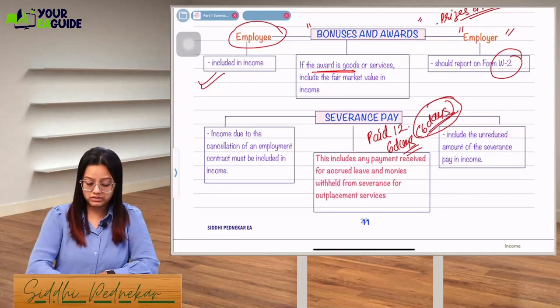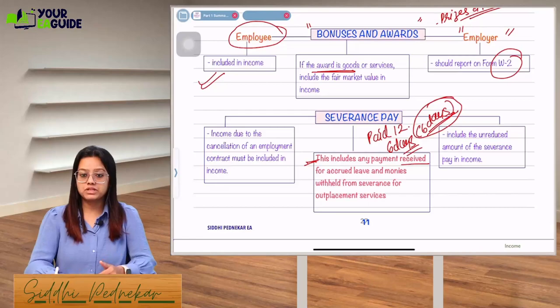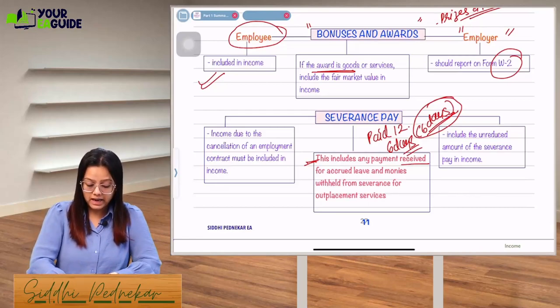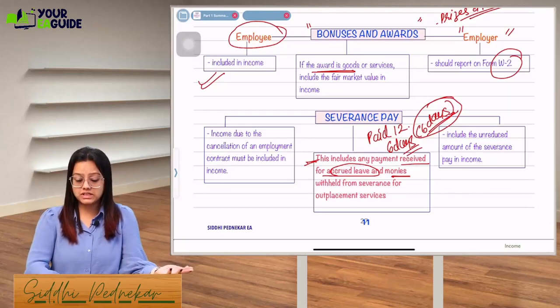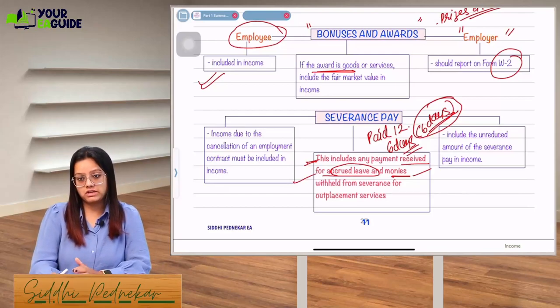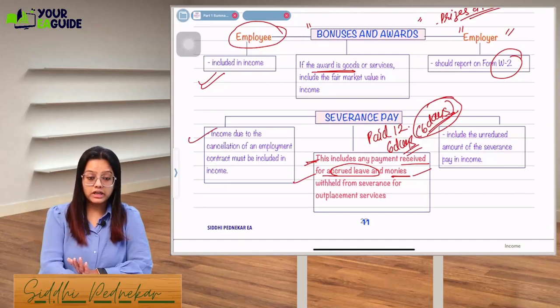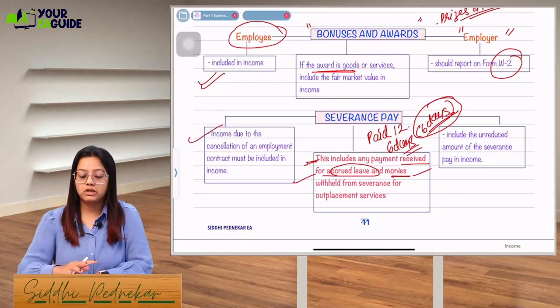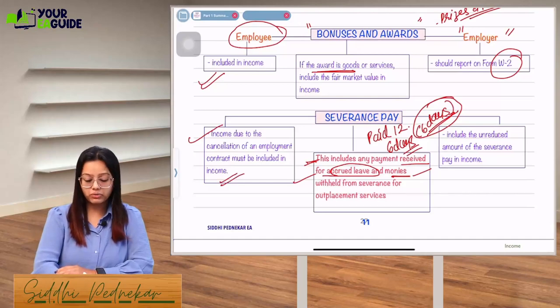So this includes any payment which is received for accrued leaves and monies withheld from the severance for the outplacement services. Any accrued leave, or if any money is withheld from the severance for any outplacement services, these two kind of payments are called as severance pay. Same line, I'll repeat again, any benefit which is given by the employer to the employee in the form of cash or in the form of kind will be included in the income. So include any income due to cancellation of employment contract. Let's say we have some contract and due to the cancellation, maybe employer is going to pay me certain amount, for example. So income due to cancellation of employment contract must be included in the income.